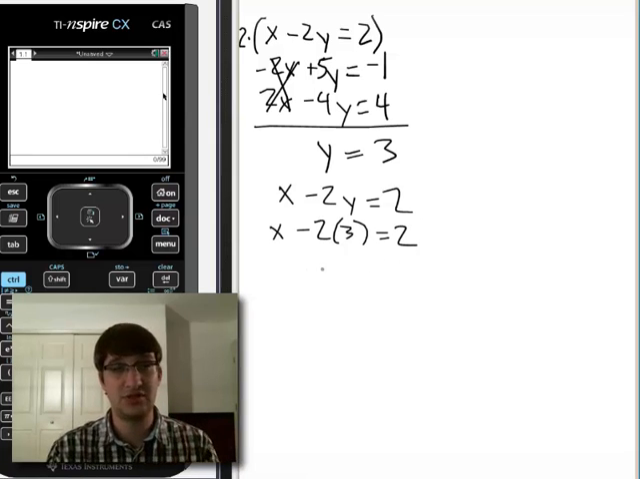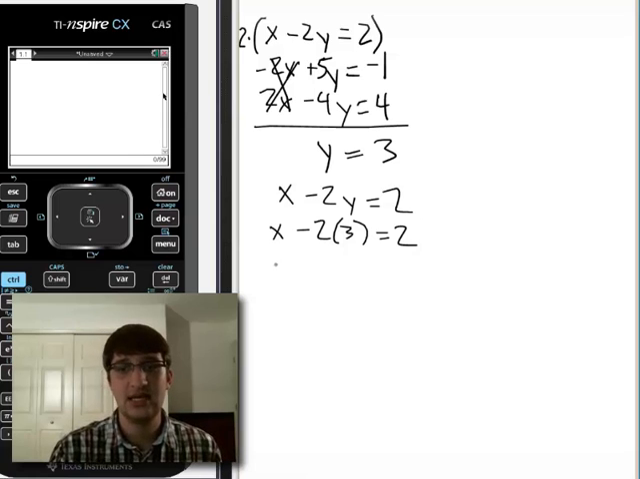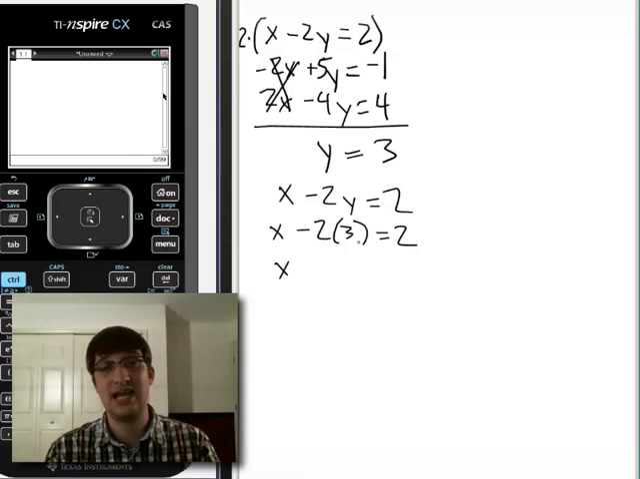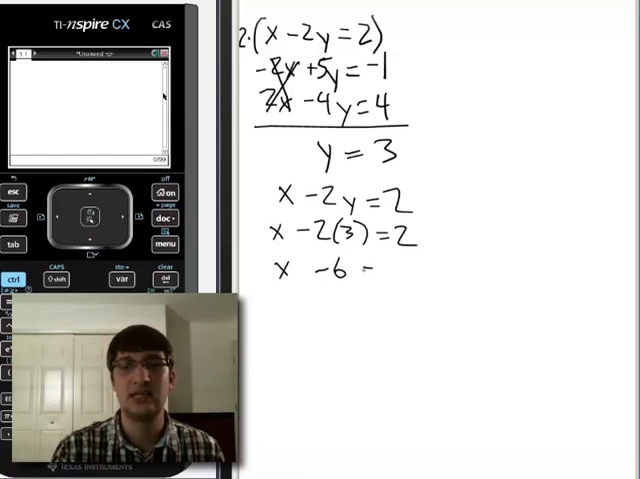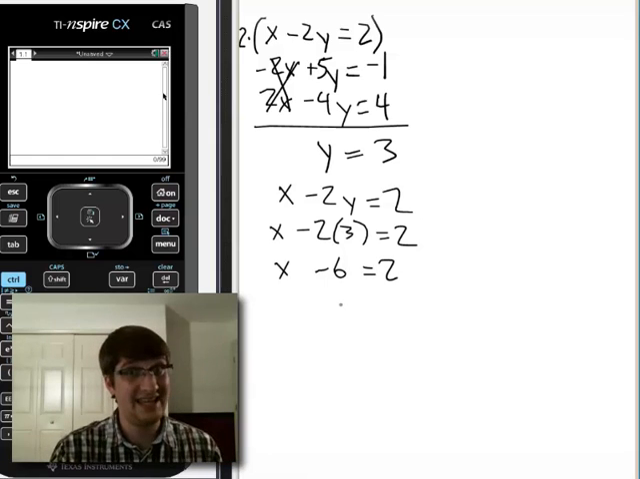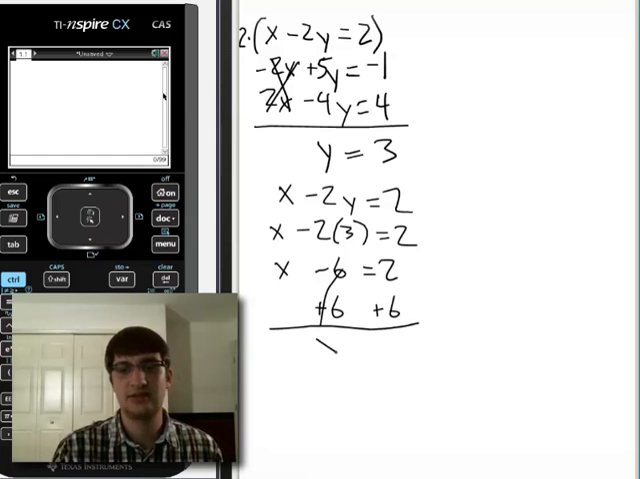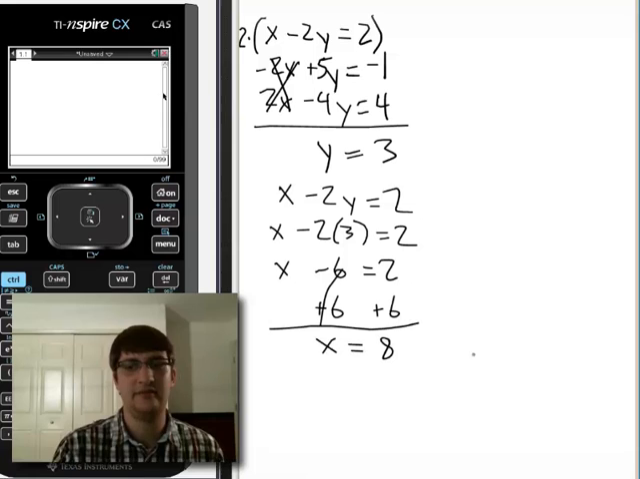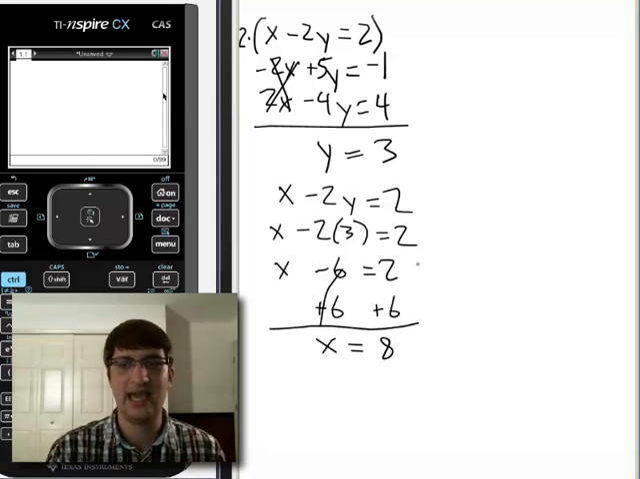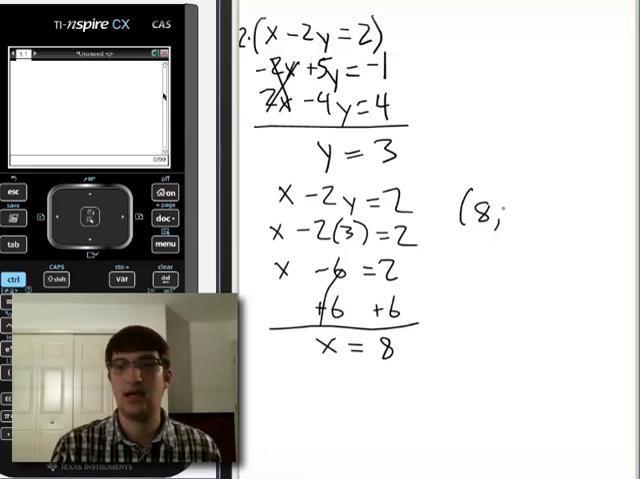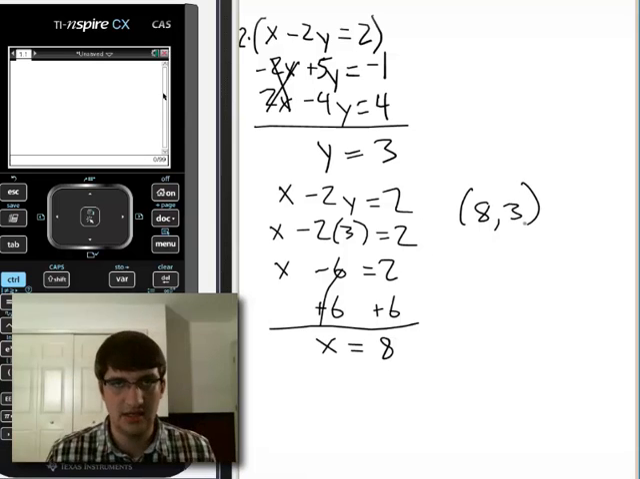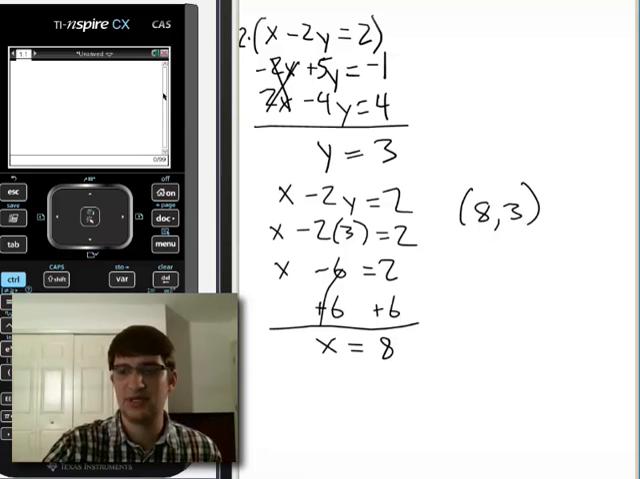Now, do some math real quick before we solve for x. x, negative 2 times 3, which is just going to be negative 6, equals 2. Now I got to add 6 to both sides. What do you know? This is going to be a nice answer as well. Very nice numbers. This is going to cancel. I'm going to get x equals 8 for my x variable or my x coordinate. So I'm going to write that one last time as a point. 8, comma 3. Done.